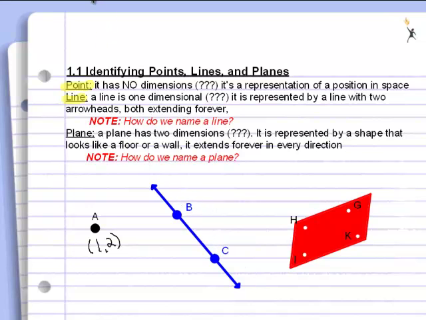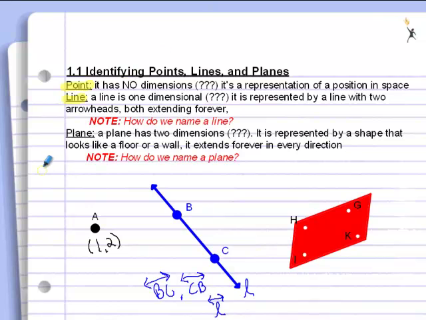This line has 2 points on it. You need 2 points or a name to name a line. We could call this line BC, like that. Line BC. It could also be line CB, depending on how you wrote it. Maybe you're going right to left instead of left to right. If I called this L, you could also call it line L. Okay? 3 different ways to name a line. Use 2 points that are on the line, or use the line's name.